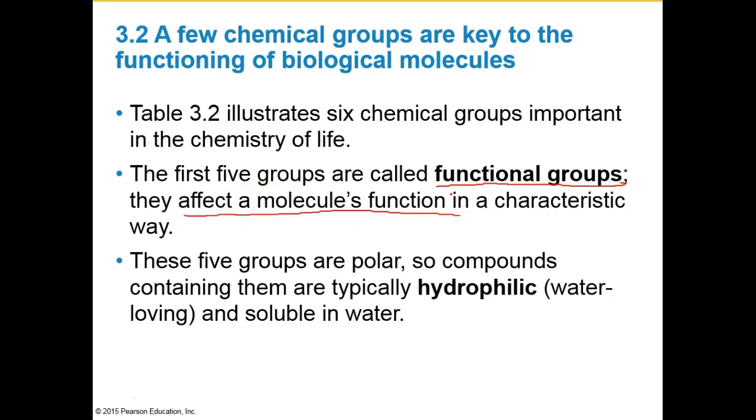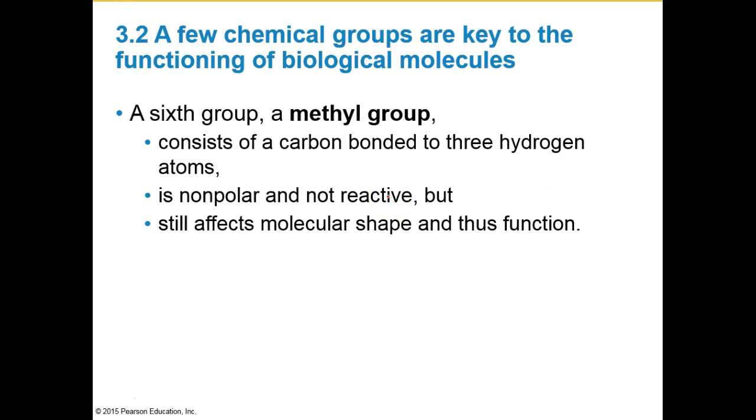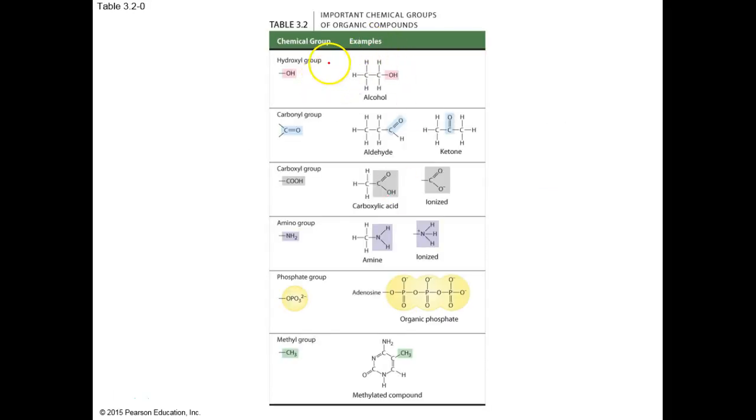Okay? We won't go into it, but there are 6 groups total. The first 5 are hydrophilic. You don't really need to know that, but the major part is that we have functional groups which affect a molecule's function. Yeah, we'll skip that part. But these are some examples.